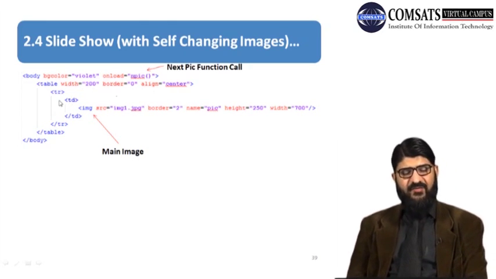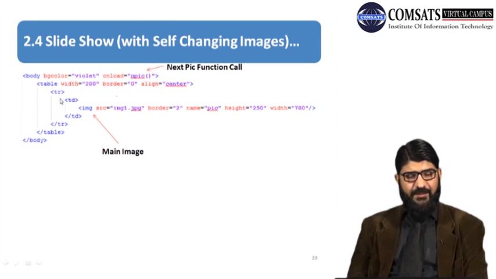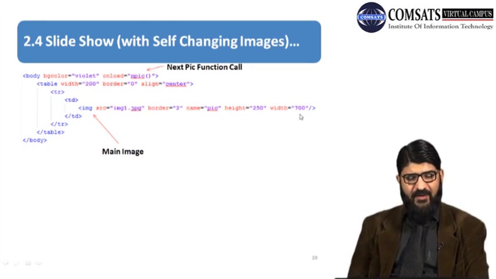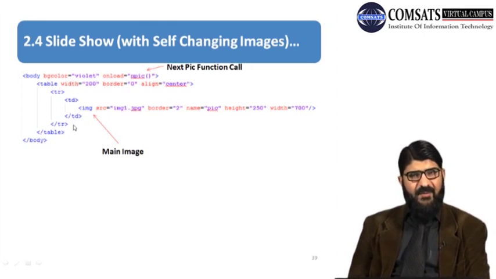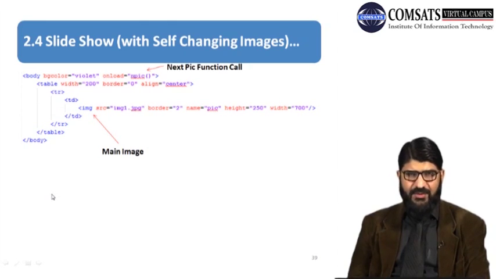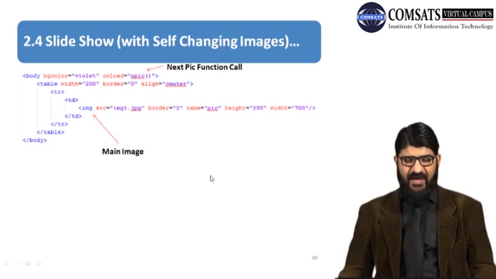The first row for the table is created with table data is image source image1.jpg, border is mentioned 2, the name of the image is pic, height is 250, width is 700, and the table data cell is closed, table row is closed, the table is closed, and the body tag is closed. So this we have discussed the code for self-changing images in slideshow.